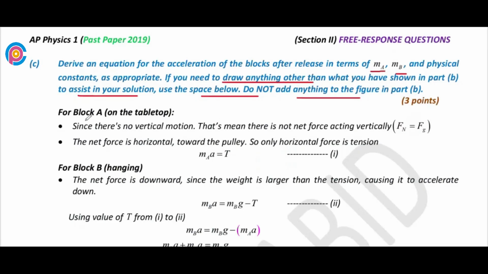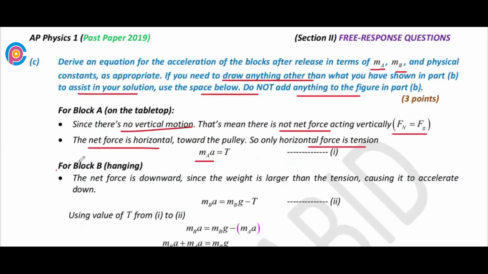For block A on the tabletop, there is no vertical motion, which means there is no net force acting on it vertically. Both forces acting vertically have equal magnitude but opposite direction, so they cancel each other. There is only a net horizontal force towards the pulley, which is the tension. So the net force acting on A is the tension: mA a is equal to T.